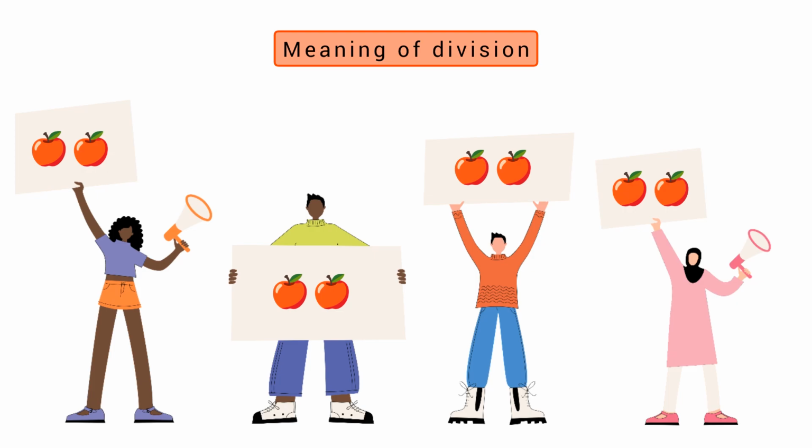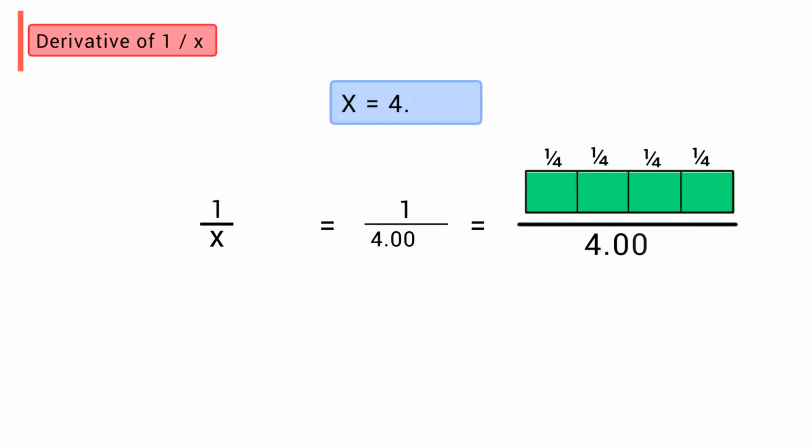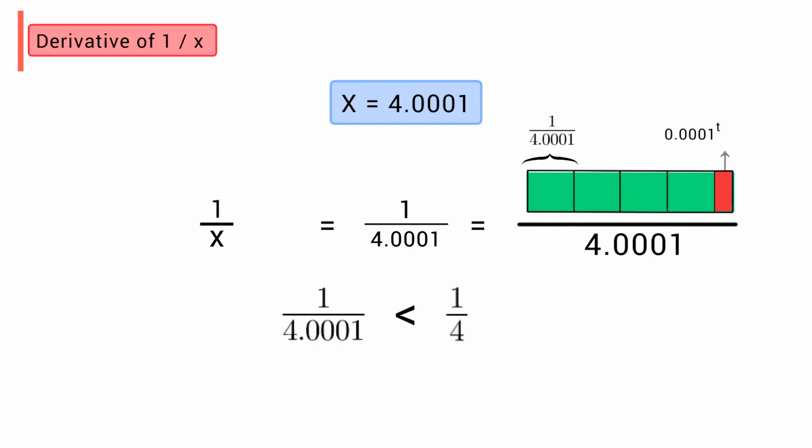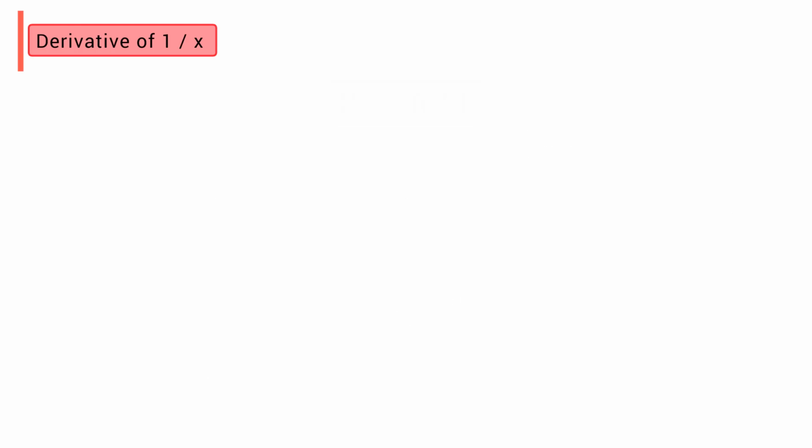Using this notion of division that we just saw, we can understand the derivative of 1 over x with an example. In the function, let the value of x be 4, then the value of 1 over x will be 1 over 4, which means that each part will have a value of 1 over 4. Now let us increase the value of x by an amount of 0.0001, which means now we will divide 1 into 4.0001 parts, but the same quantity is being divided into more parts. Hence, the value of an individual part will decrease, and the value of the function 1 over x, which will be 1 over 4.0001, will be the value of the new whole part.